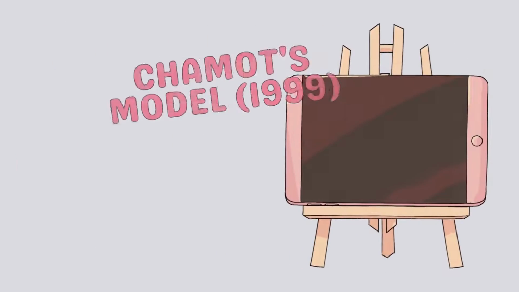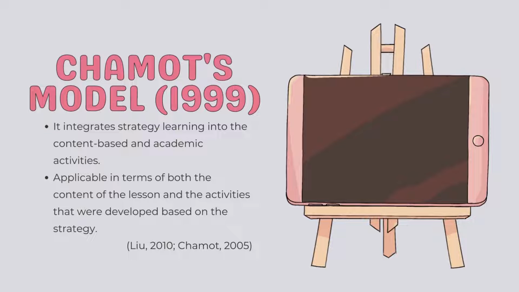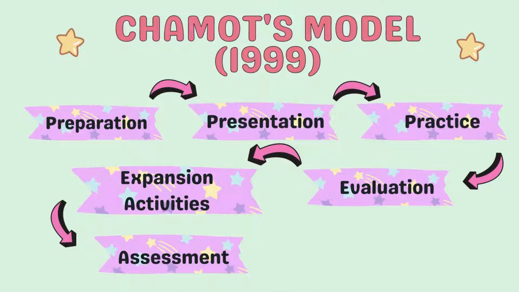Our group has chosen CHAMOT's Model 1999 to be incorporated in 3 of the strategies due to its unique features, whereby it integrates strategy learning into the content-based and academic activities. Hence, the strategy will be applicable in terms of both the content of the lesson and the activities that were developed based on the strategy. Now, let us look into CHAMOT's model.